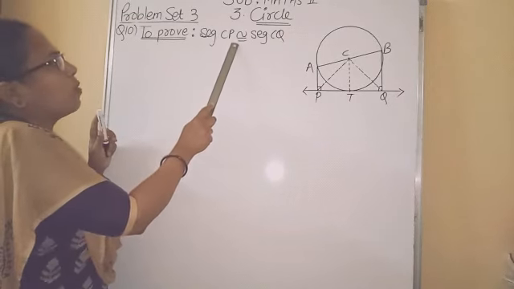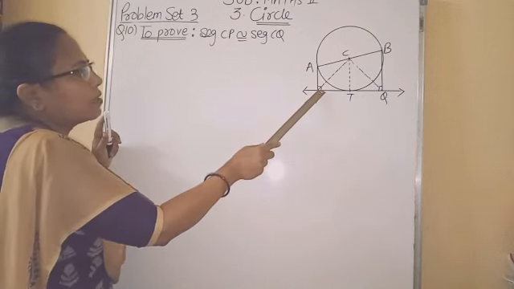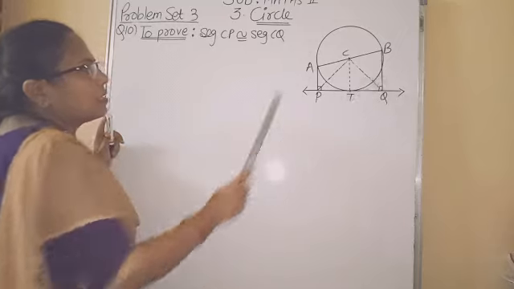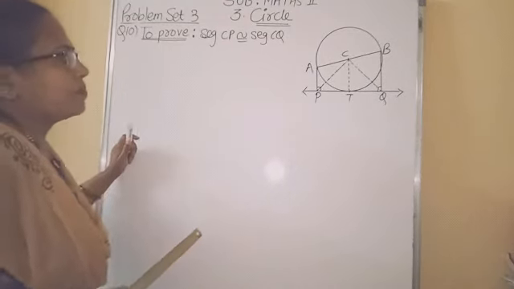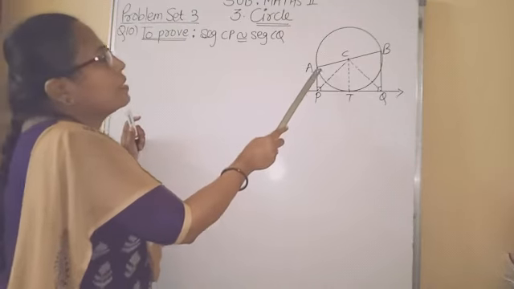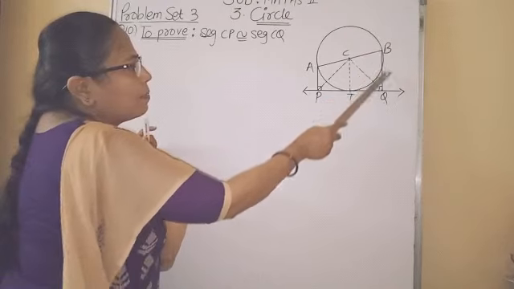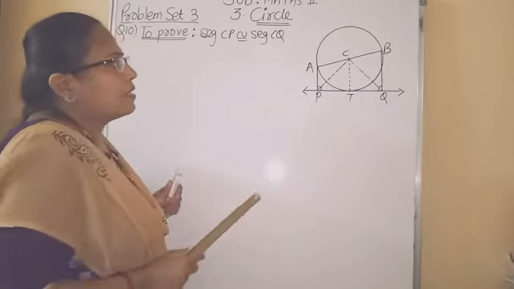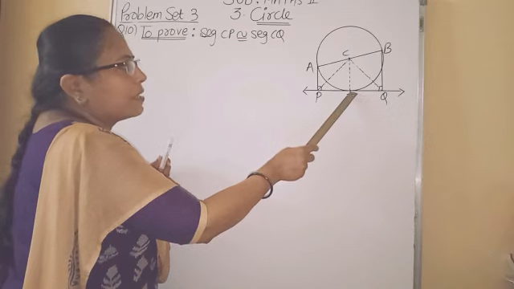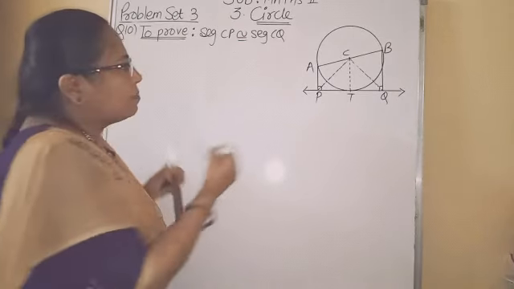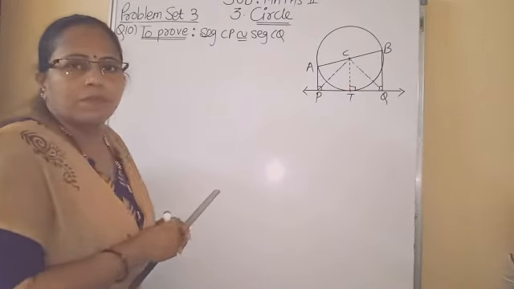Segment CP congruent to segment CQ. Okay. So let us see the proof. Now student, see here segment AP perpendicular to PQ given, BQ perpendicular to PQ given, and CT is the radius of the circle from point of contact. So according to tangent theorem, segment CT is also perpendicular to PQ.